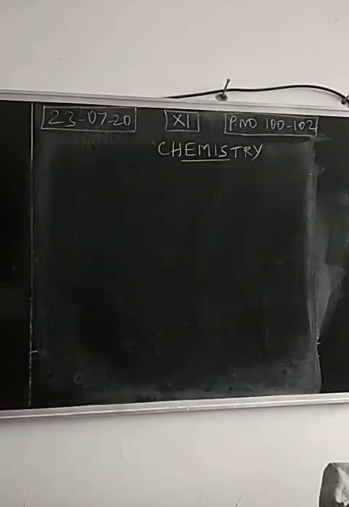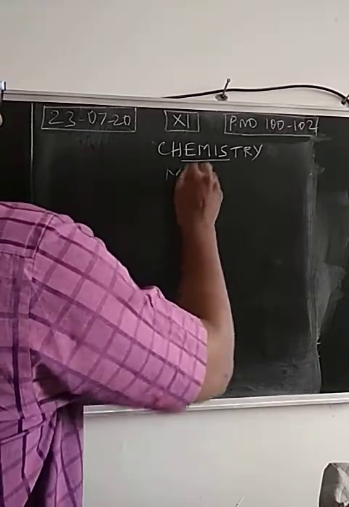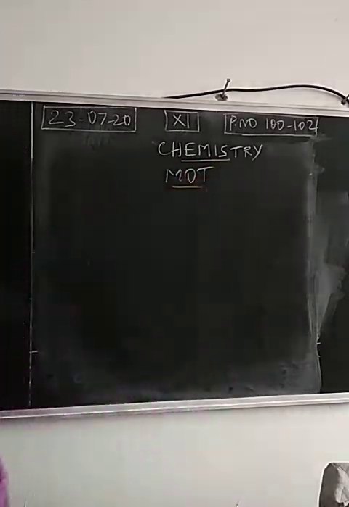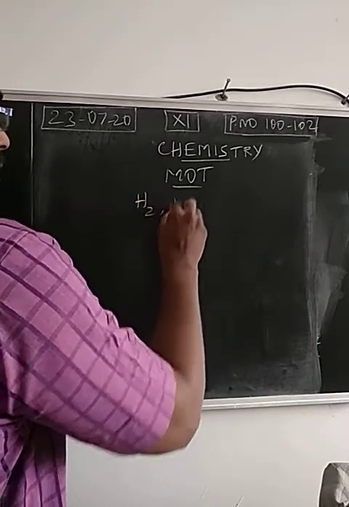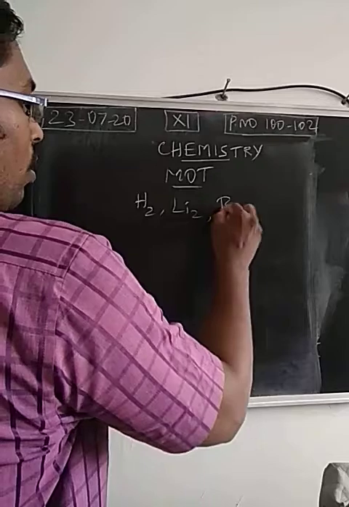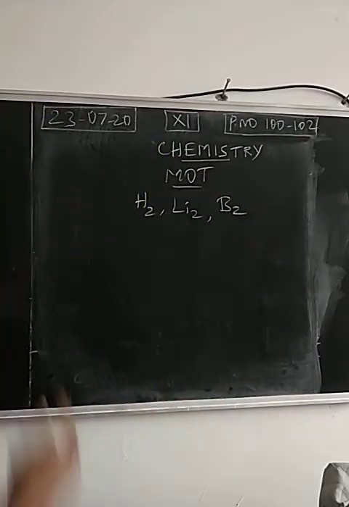Dear students, yesterday we were discussing molecular orbital theory. We continue the same today also. Based on molecular orbital theory, we have already completed 3 molecules: hydrogen, lithium and boron. Formation of these homonuclear diatomic molecules we have already completed. Today we start some other molecules, homonuclear as well as heteronuclear. Both diatomic molecules can be discussed today.